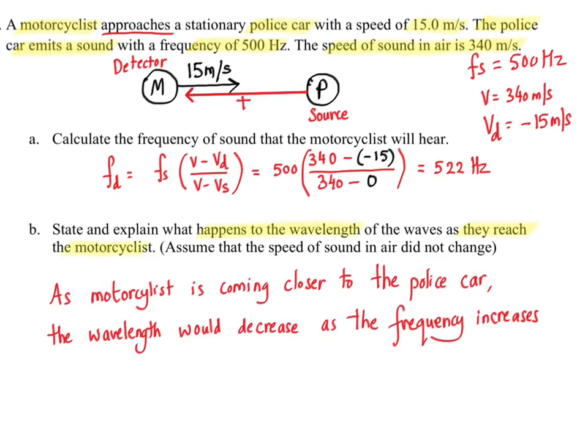State and explain what happens to the wavelength of the waves as they reach the motorcyclist. As the motorcyclist is coming closer to the police car, the wavelength would decrease because the wave fronts will come closer to each other. So the wavelength will decrease, because also we can see that the frequency is increasing in part A. We can see we got the frequency as 522. Frequency increases and therefore the wavelength will decrease.